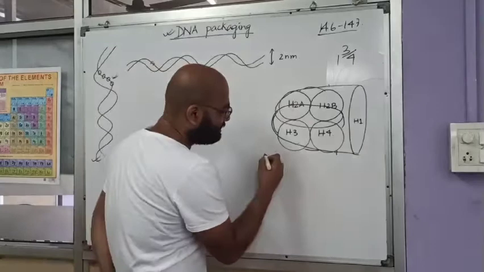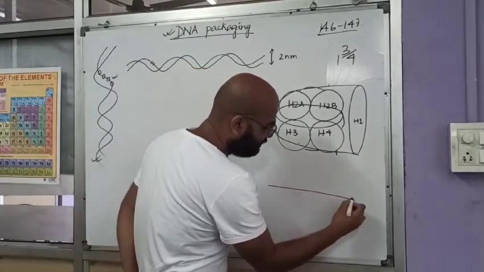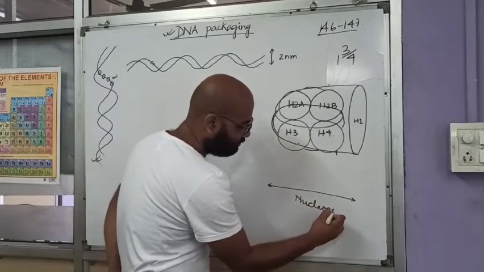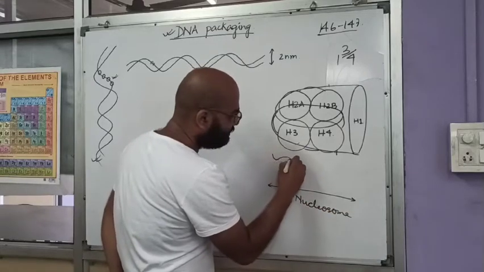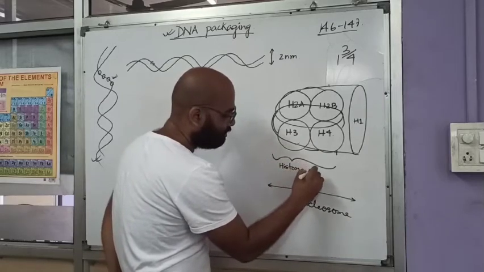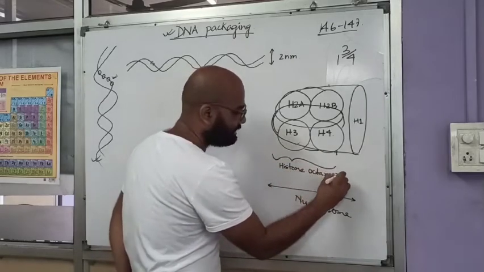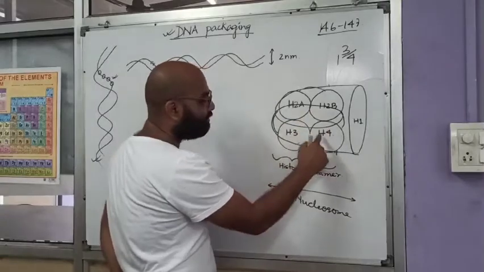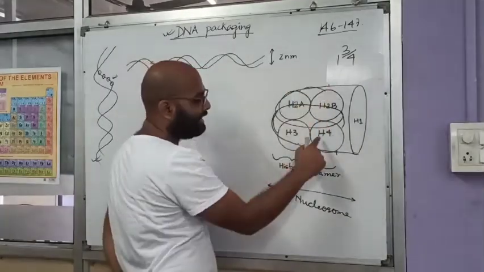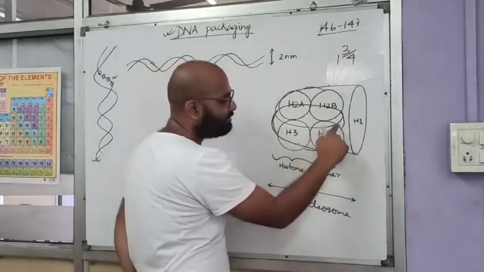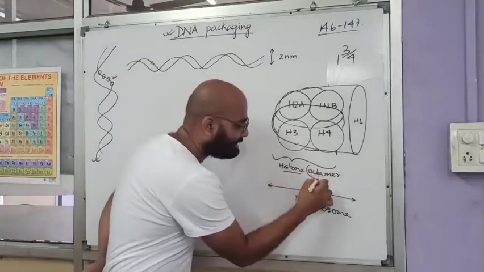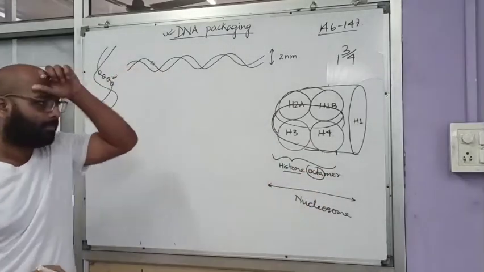So this whole structure, what we call the nucleosome, and this is called the histone octamer. Octa means 8. Why 8? 1, 2, 3, 4 at the front, and the same H2A once, H2B again, H3 once more, and H4 once more at the back. That is why there are histones 8 times, making it a histone octamer.